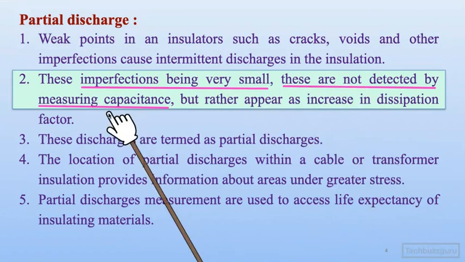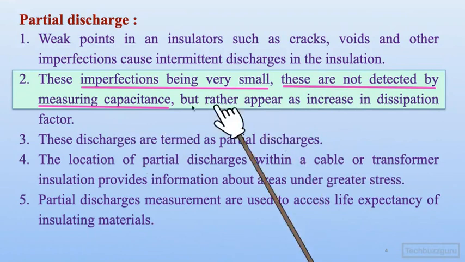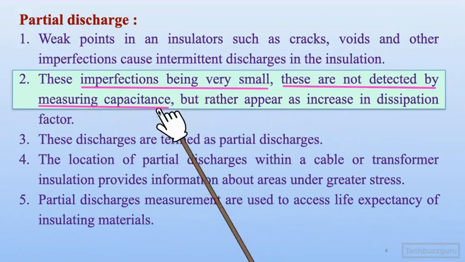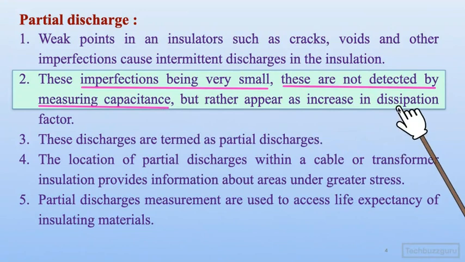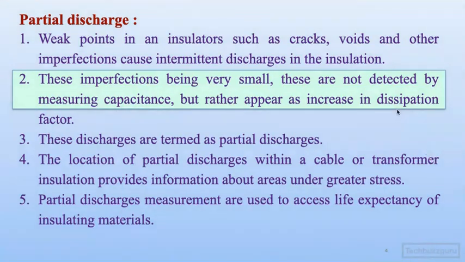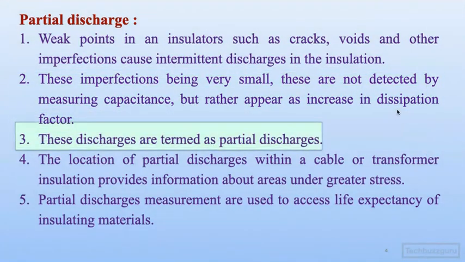That means that the usual Schering bridge, Mohs bridge, which are used for detecting the imperfections, cannot be used for detecting partial discharges. Rather, they appear as an increase in the dissipation factor. So how do they appear? They appear in the form of an increase in the dissipation factor. These discharges generally occur when high voltage is applied: the small gaps or voids inside the insulator conduct briefly, and this is called partial discharge, leading to an increase in the dissipation factor.